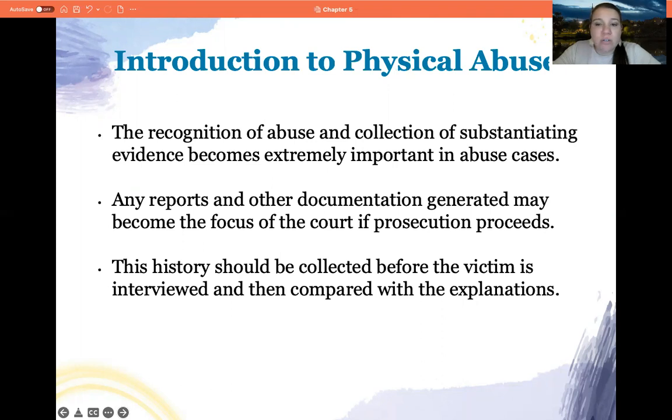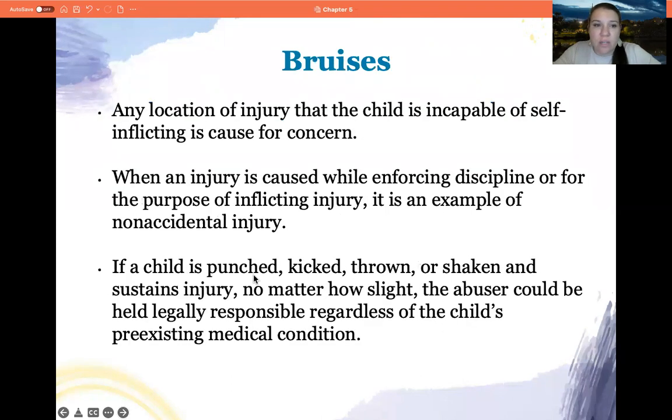Any other reports or documentation, maybe reports have been called in the past and have been dismissed, or the police have gone on scene to this house in the past, and nothing came of it. So there's going to be a lot of history that's going to be collected as well before even interviewing the victim. So then when you're looking at abuse cases, obviously with physical abuse especially, you're going to be looking for bruising and markings.